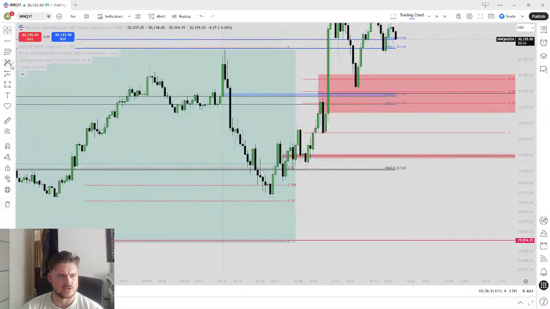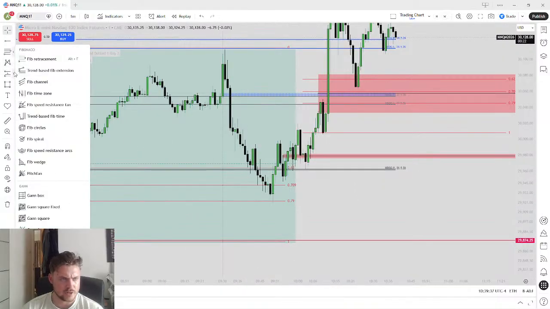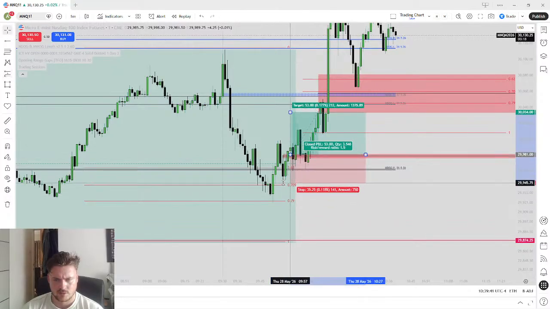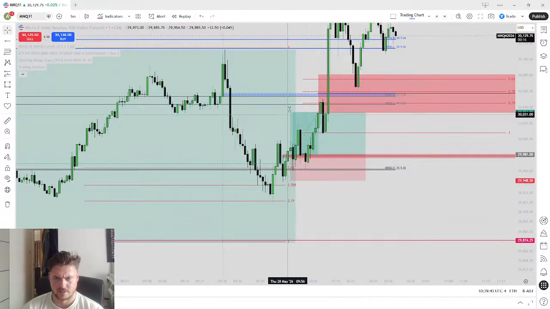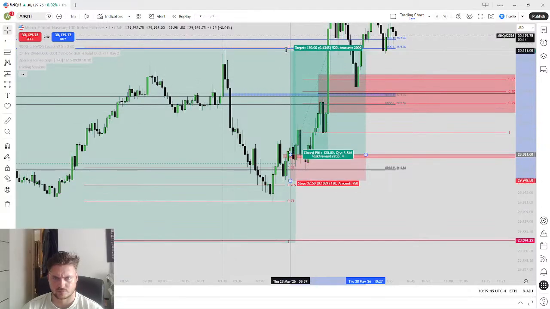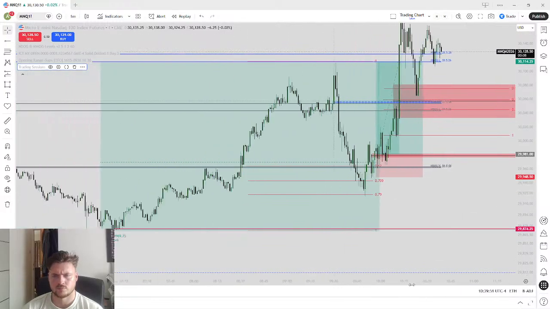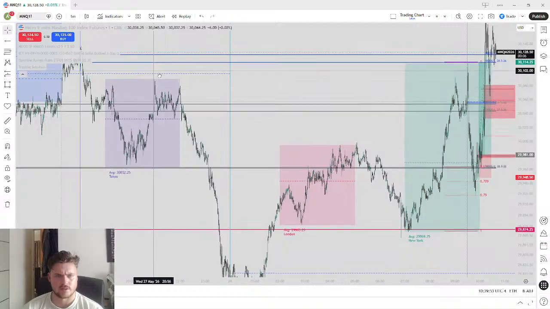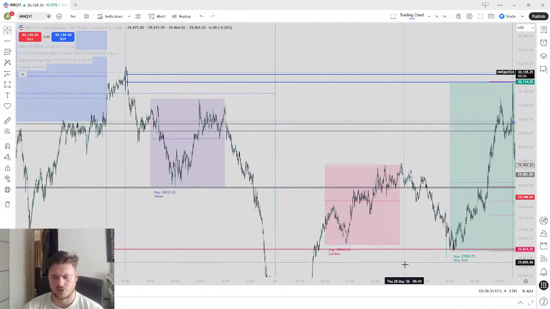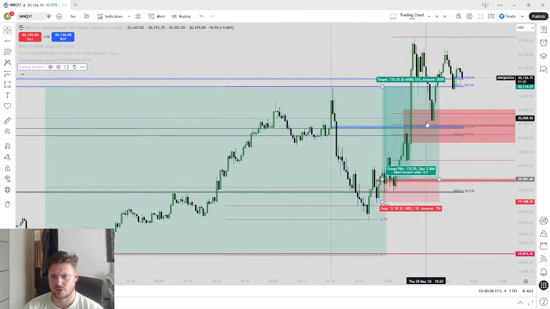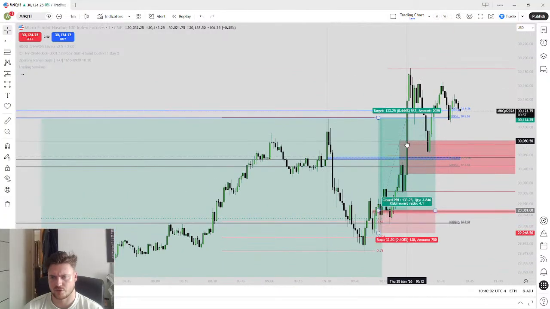So if you were to have your entry based on the fair value gap entry, enter, stop loss below here, targeting this high, or this high up there, unless you wanted to hold for the day, but then you'd have had to weather that retracement and be confident in the price not reversing.